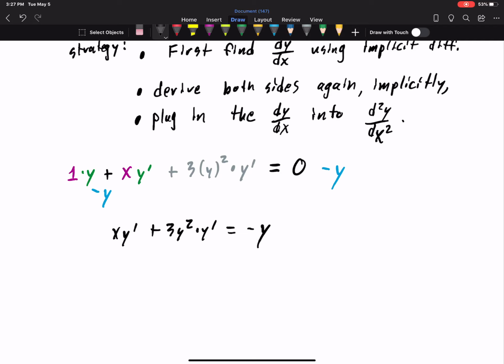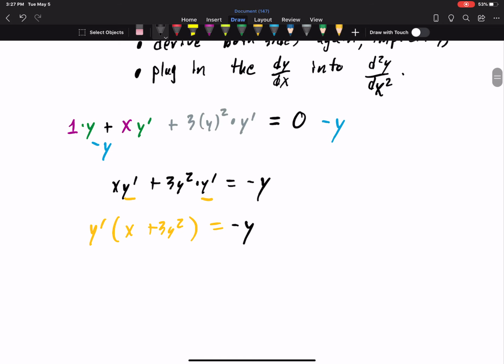So far so good? All right, so now what we need to do is get this y prime by itself. In order to do that, we notice that both these terms have a y prime in common, so we're going to factor that guy out. So we have y prime times x plus 3y squared. And then the right-hand side didn't change, so we're just going to rewrite that. All right. Final step, divide both sides by the parentheses. So you have y prime is equal to minus y over x plus 3y squared. All right, so that's the first derivative. That's equal to dy dx.